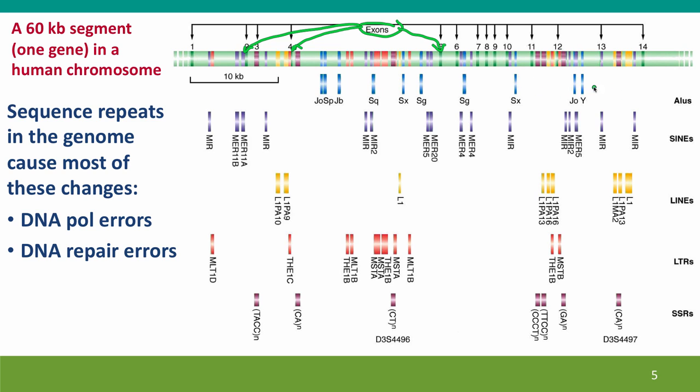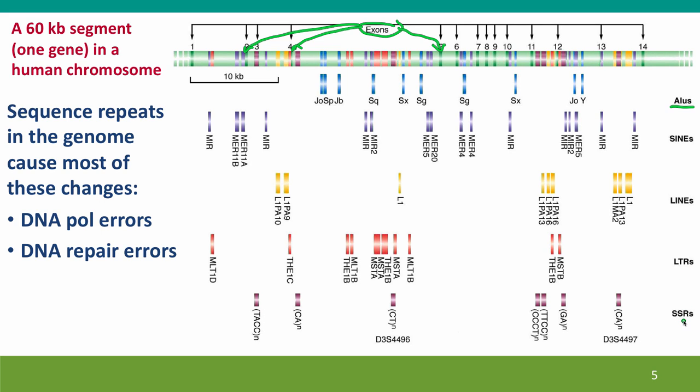These different kinds of repeats are broken down by color into different functional groups, different related sequenced families. The top ones are a kind of repeated family called ALU sequences. SINEs and LINEs are short and long interspersed nuclear elements, a kind of repeated sequence. LTRs are long terminal repeats, another kind of repeated element.